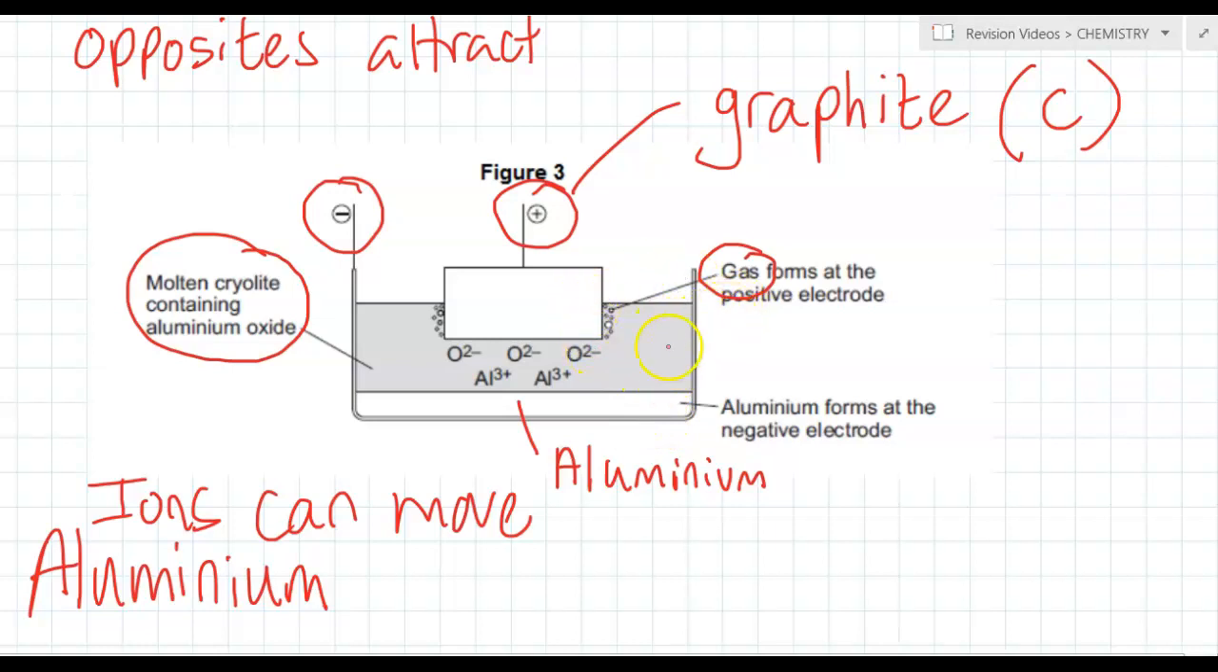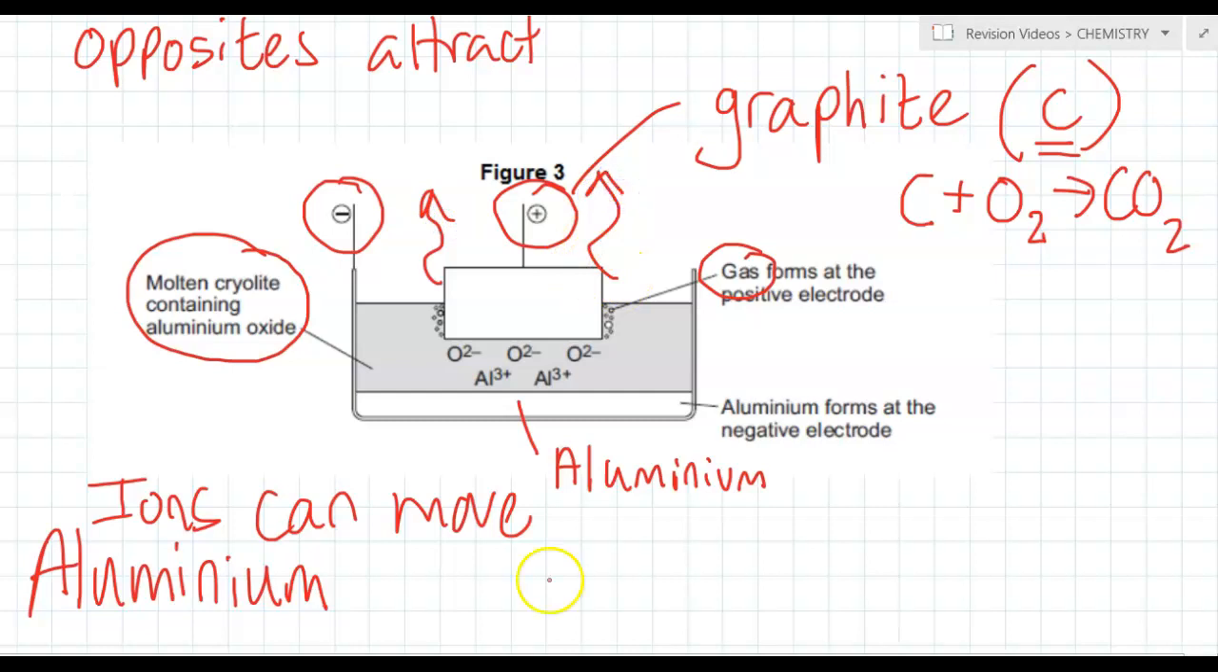Now we could go a little bit further here. You can imagine the oxygen gas is forming on this carbon electrode, and everything is really hot here, so actually there's a little side reaction where the carbon from the positive electrode is going to react with the oxygen and become carbon dioxide, which will be going off into the atmosphere of this industrial process wherever it's happening. This means that the graphite, the carbon electrode, will be used up and it will have to be replaced regularly.